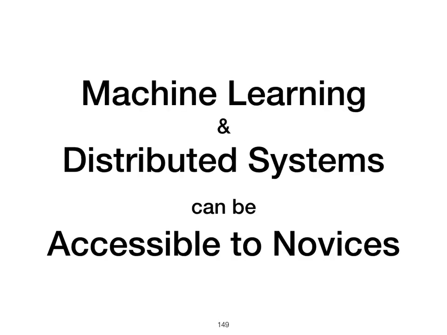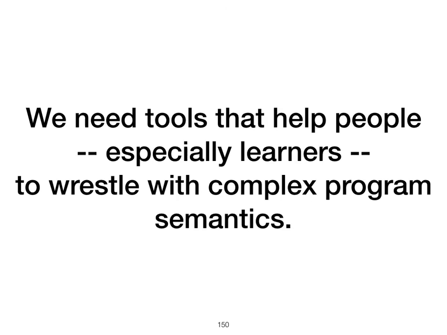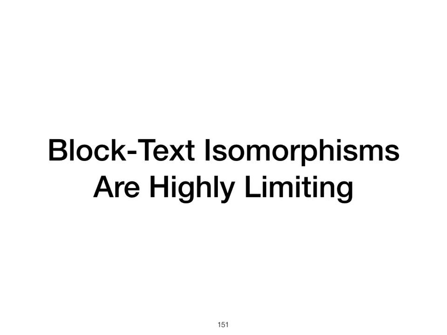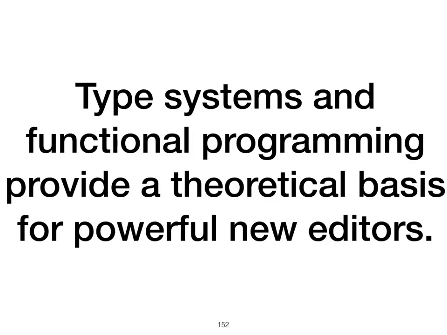In conclusion, machine learning and distributed systems challenge our theories of what computer science and computational thinking are, and yet they can also be accessible to novices. But we need tools that help people, and especially learners, to wrestle with complex program semantics. Our current approaches to supporting this in block editing is too limited. We need to go beyond block text isomorphisms. And we need to embrace the ways in which type systems and functional programming could provide a very powerful theoretical basis for new kinds of editors.